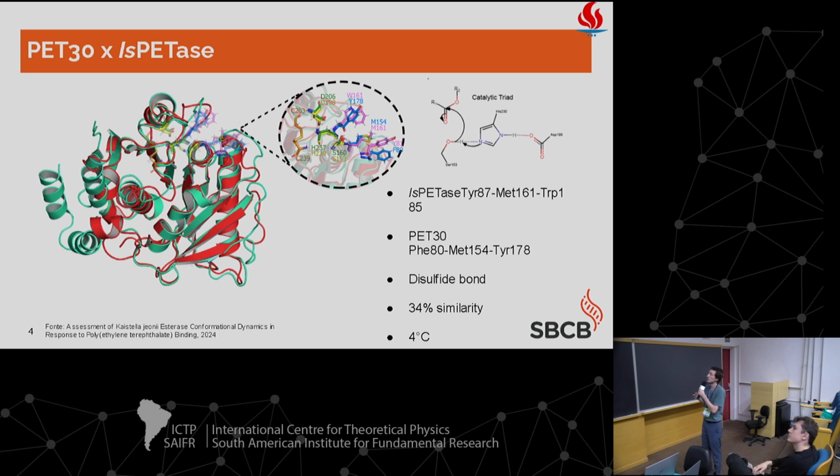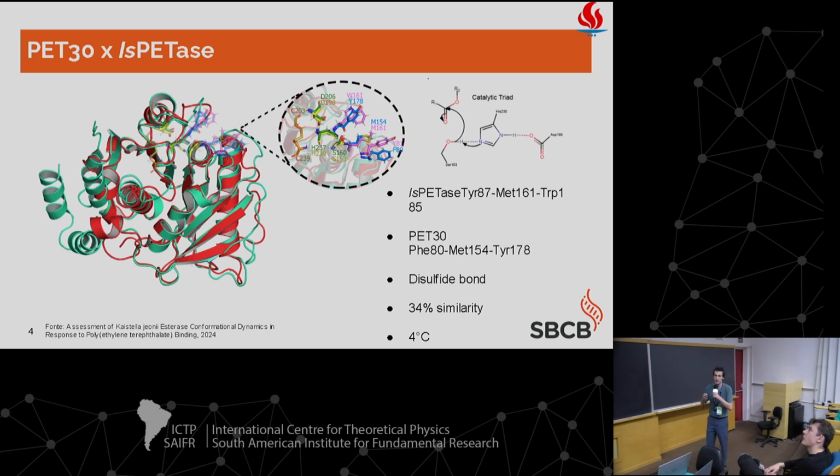And this disulfide bond is in two coils where the serine and histidine of the catalytic triad are present. So it kind of attaches these two structures and keeps these amino acids close.